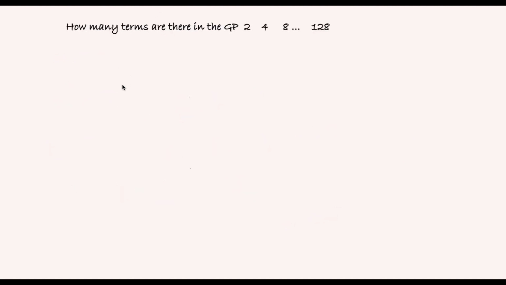Our next question says, how many terms are there in the geometric progression 2, 4, 8, and so on? So we have our geometric progression as 2, 4, 8, and the final term of our geometric progression is 128, as we've been told here. We know that our final term here is 128, but we don't know how many terms are before it. So here we have that our a equals 2. We have that our common ratio r is 4 divided by 2, which is our second term divided by our first term, so that's 2.